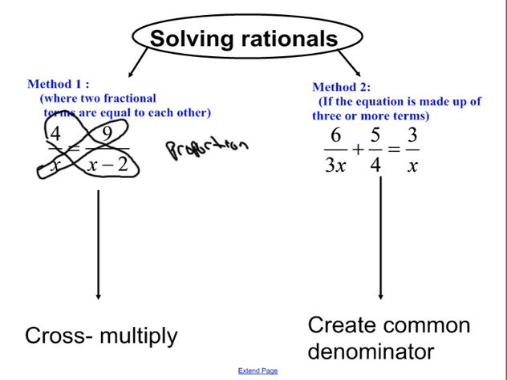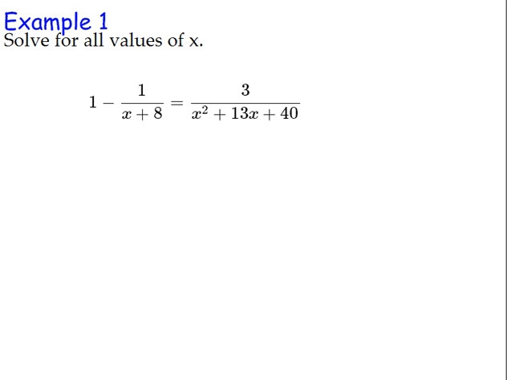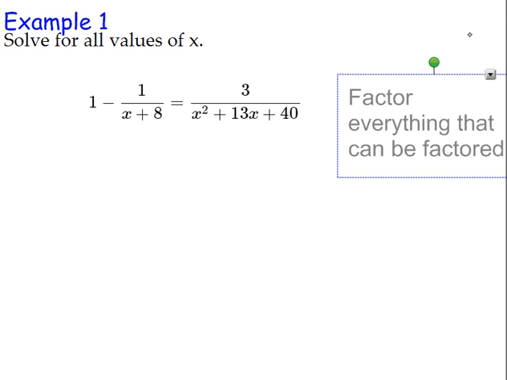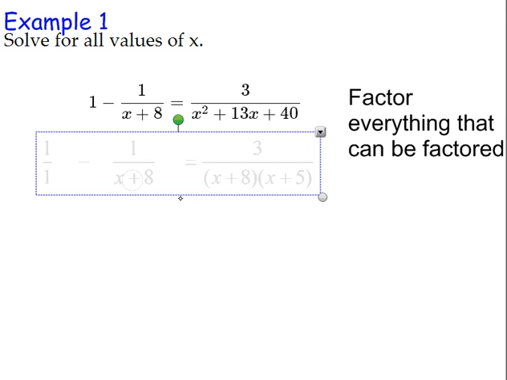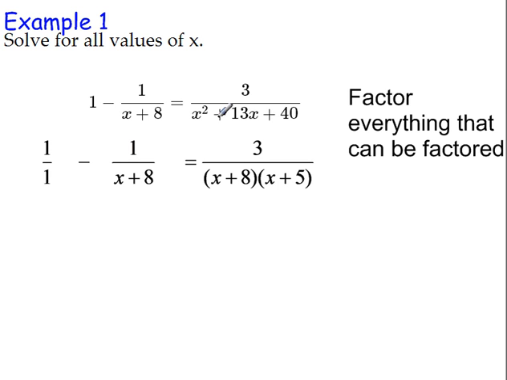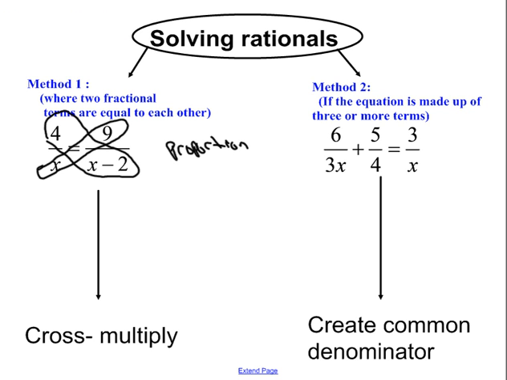Alright, so let's try something a little more elaborate. Example 1, solve for all values of x. To begin, you want to factor everything that can be factored. So I can factor this into x plus 8 and x plus 5. Now I'm going to use method 2, because I have 3 or more terms.